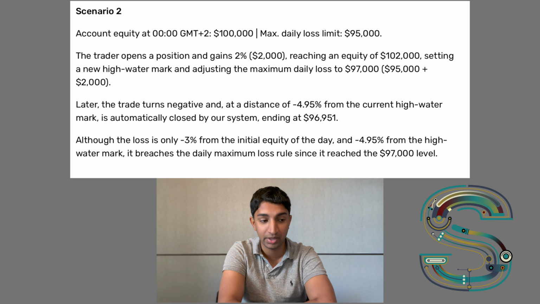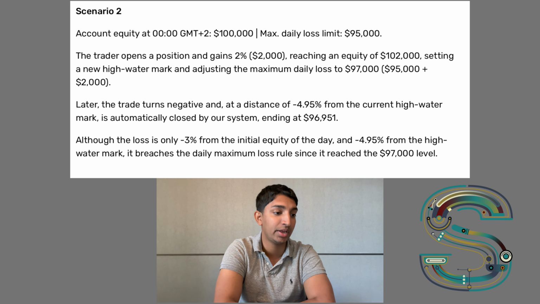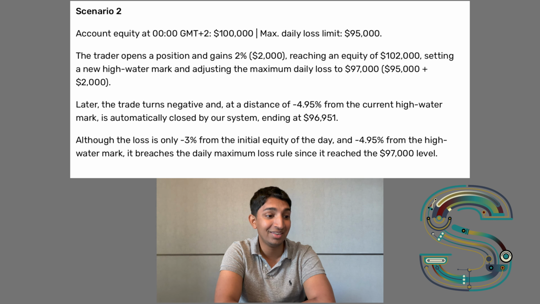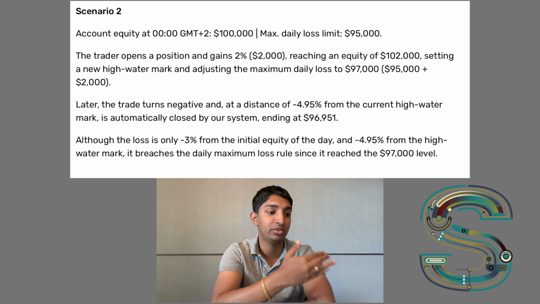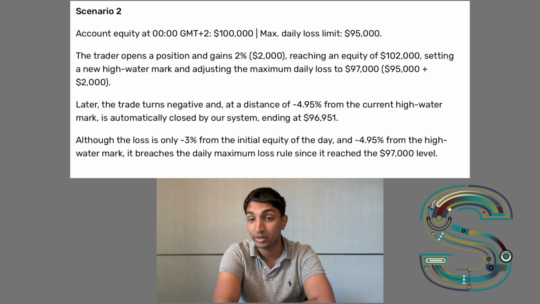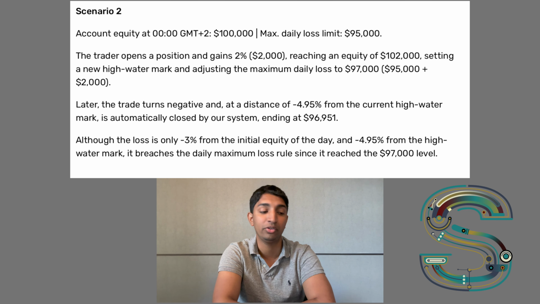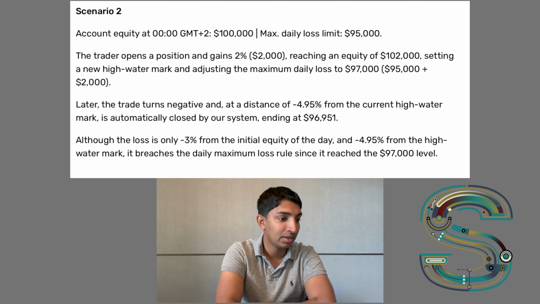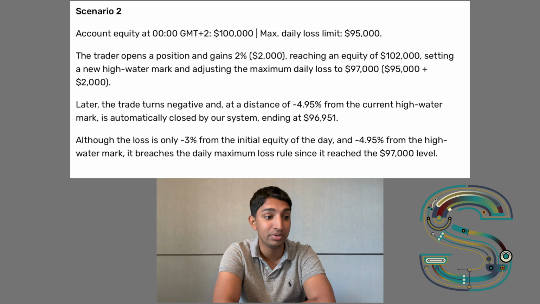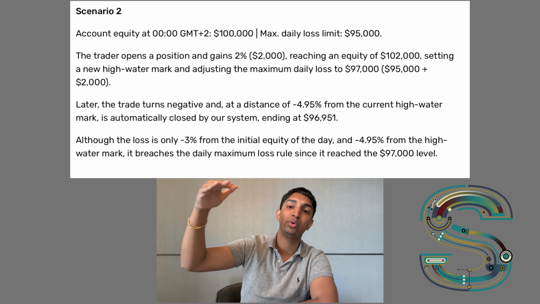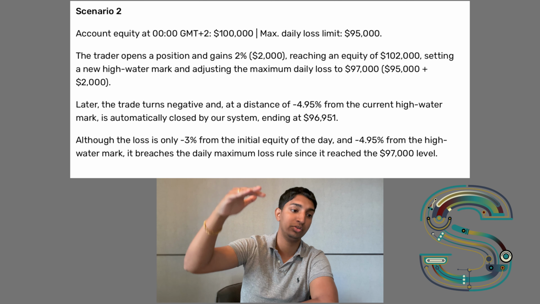So again, the trader has a $100,000 account. The daily loss limit is $95,000. But in this case, again, he reaches 2% profit, which gets him to $102,000, which is a high watermark. And again, the daily loss limit is now $97,000. Later, the trader turns negative, at a distance of 4.9% from the current high watermark. So it drops 4.95% from the $102,000.